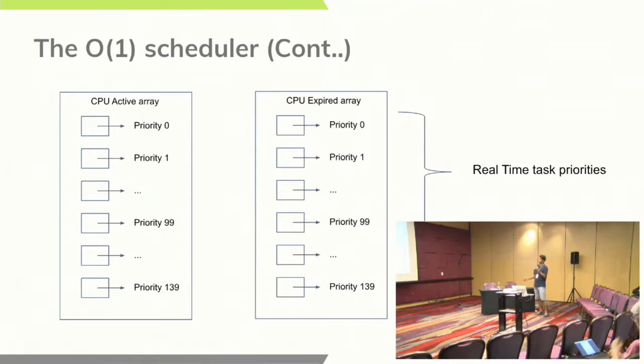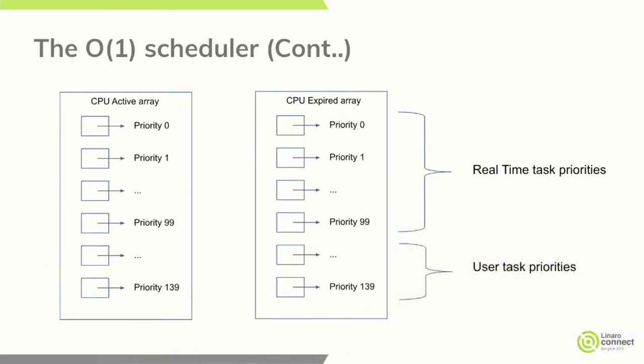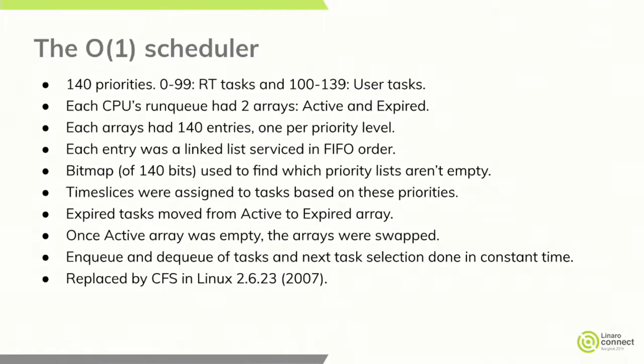Because checking how many tasks are available in a particular array is difficult and time consuming all the time, we used to have a big bit mask of 140 bits. If the priority 1 linked list had any task, that particular bit in the bit mask was set to 1. So we can check with a single compare instruction if the active array of a CPU has any task or not. So it was a linked list, and we had a bitmap. There were time slices given to all the tasks based on the priority they were given by user space.